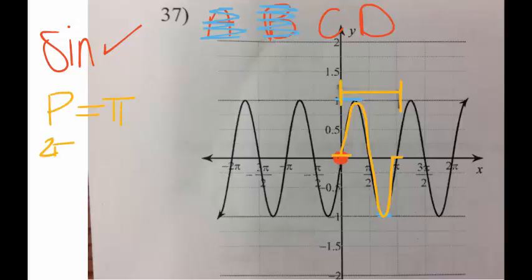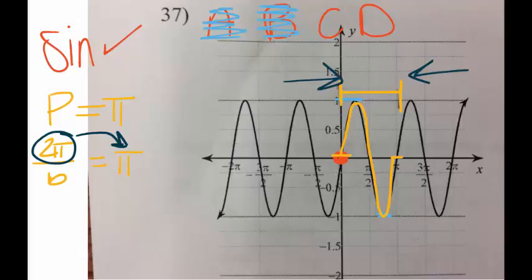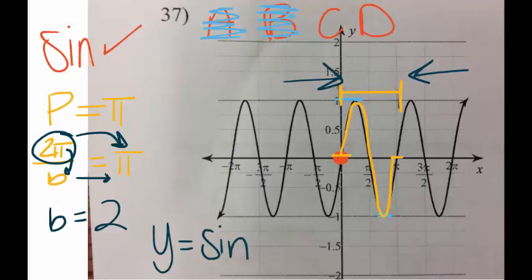So there is some b value that is making the period go from 2 pi to pi. I've shrunk it down. I've squished my graph together. Not as much as the other one, but I've squished it together. So that means I need to put a bigger number in there. This b value, how do I get 2 pi over b equal to pi? That b would have to be a 2. So I would need to pick y equals sine of 2x. So that's D. I got my last answer, which is D.